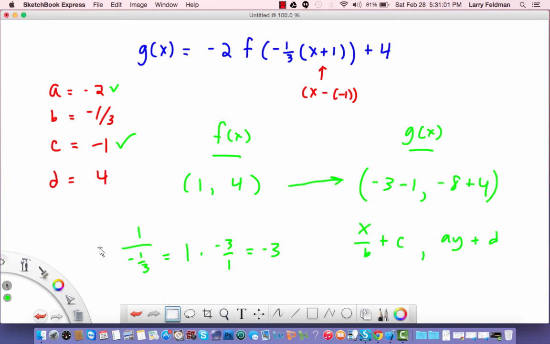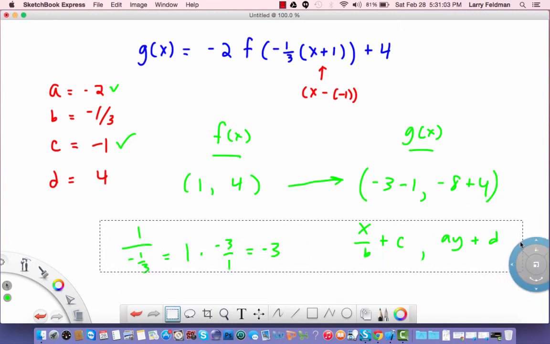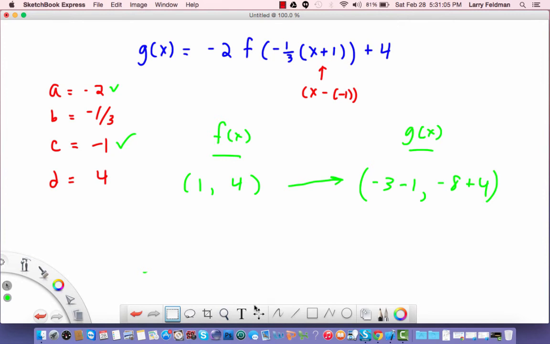So let's clean this up and simplify. -3 minus 1 is -4, and -8 plus 4 is also -4.